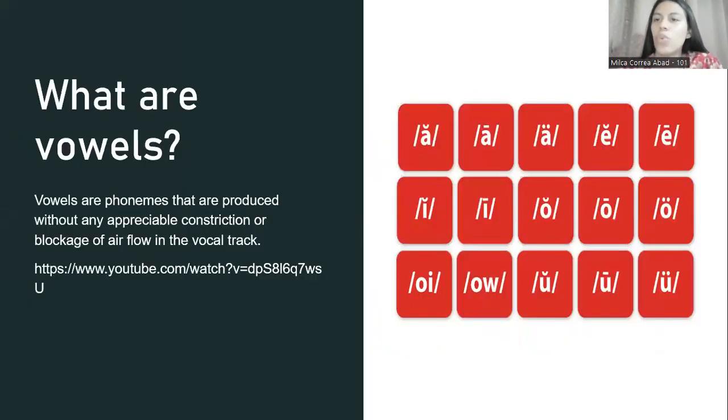Let's start with what vowels are. Vowels are phonemes that are produced without any appreciable constriction or blockage of airflow in the vocal tract, right? As you can see, there is a link, a video from YouTube that you can watch afterwards to understand a little bit more deeply what it means.